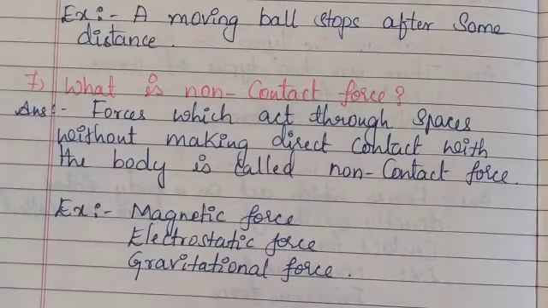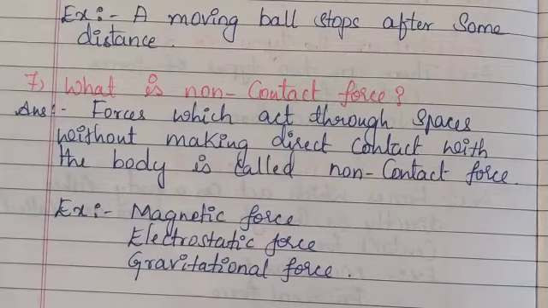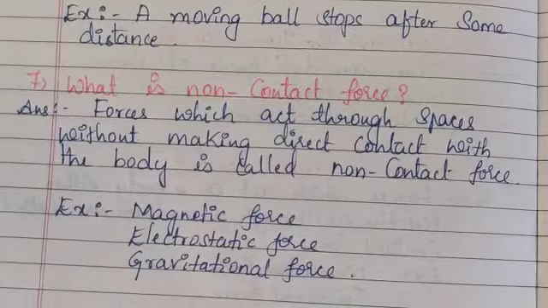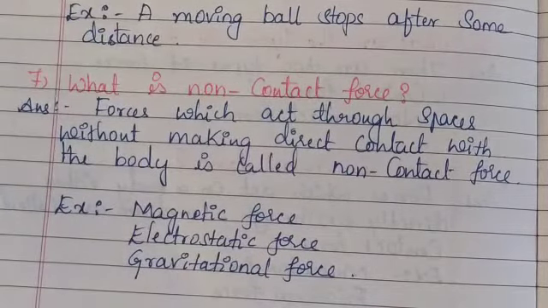Electrostatic force is the force that arises by charging, or the transfer of charges from one body to another body. Next is gravitational force. Whenever you throw a ball upwards, due to gravitation that ball comes downwards. That attraction between the ground, or the earth, and the object is called the gravitational force.